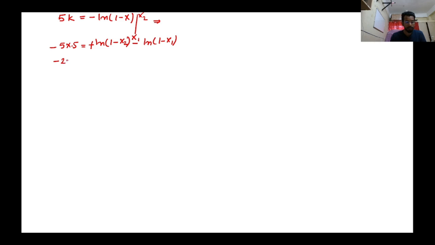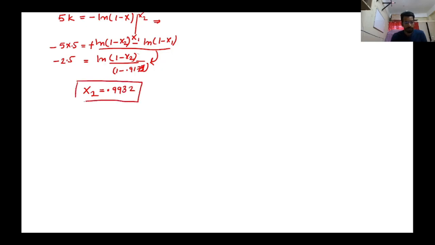So minus 2.5 is equal to ln of 1 minus X2 upon 1 minus 0.9179. So I just used the log property here from this step to this step. If you don't know, just learn it. Okay, so from here, X2 will come 0.9932.